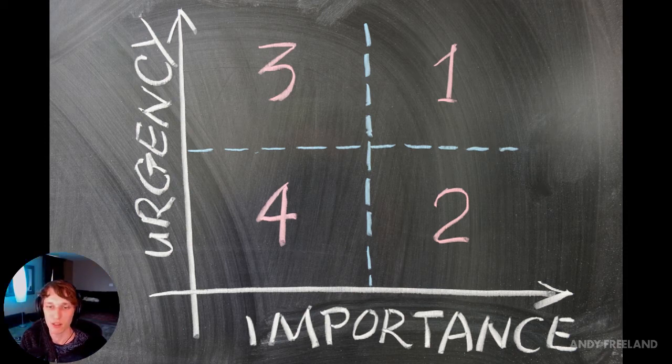Third order of priority is if something is urgent but not important, then we do it, right? And if something's not important or urgent, then that comes last. And in many cases, it just means don't do it, right?